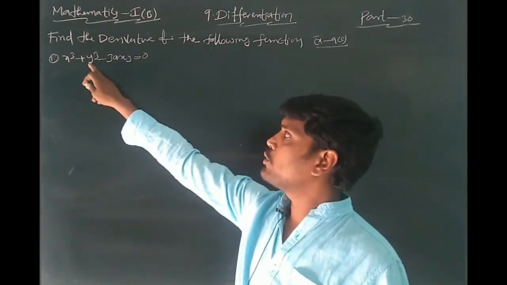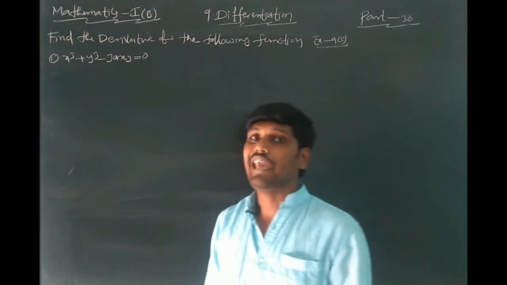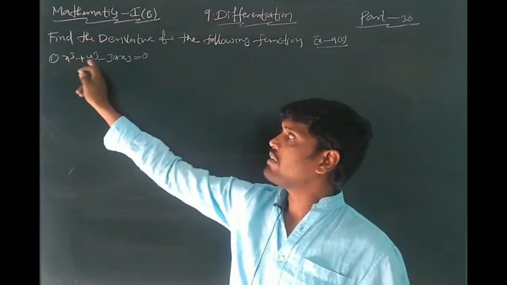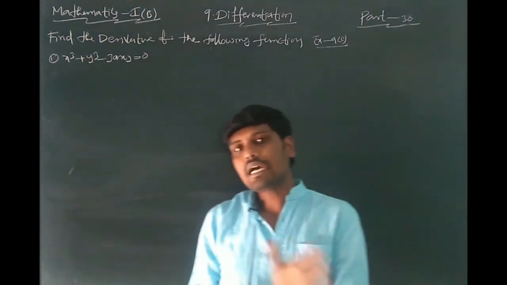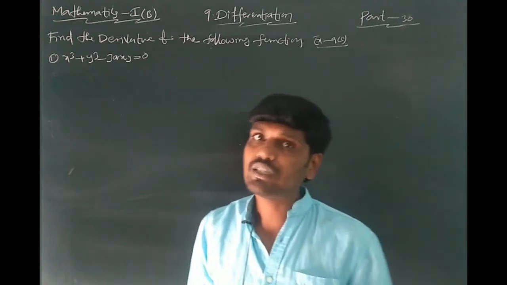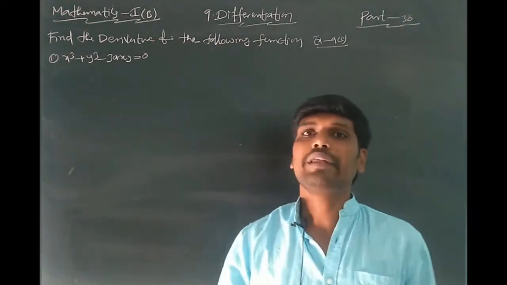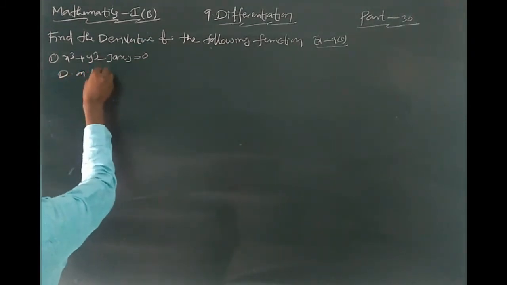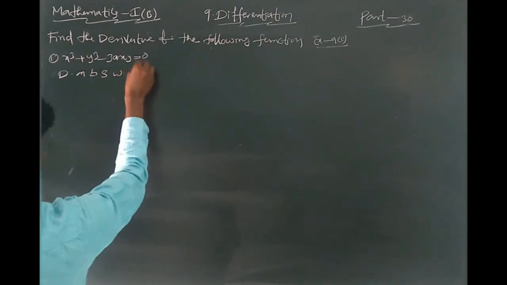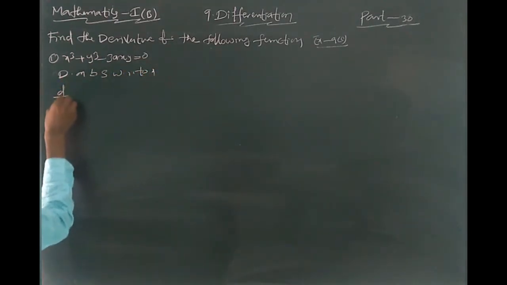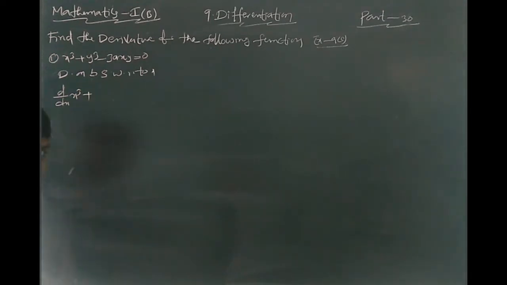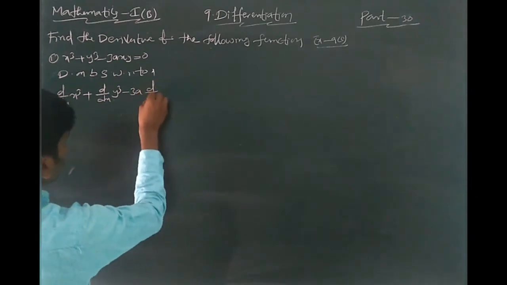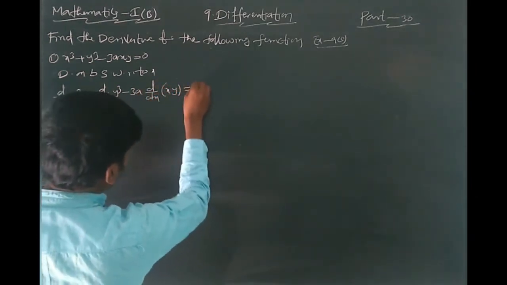First problem, x cube plus y cube minus 3axy equal to 0. This function is an implicit function. Why? Because this function has both x and y terms, so it is an implicit function. In this implicit function, differentiate on both sides with respect to x. We get d by dx of x cube plus d by dx of y cube minus 3a common, d by dx of x into y equal to 0.